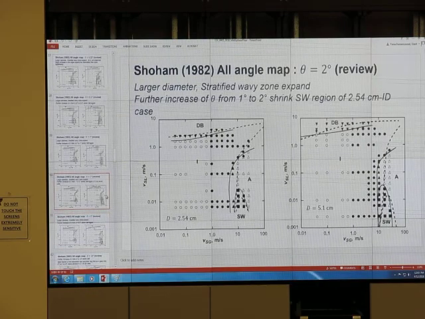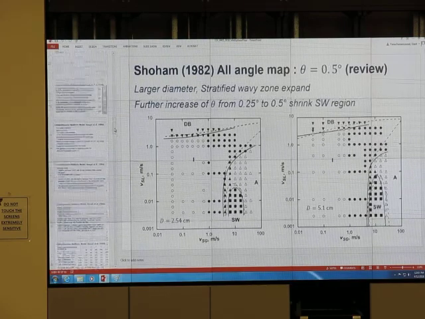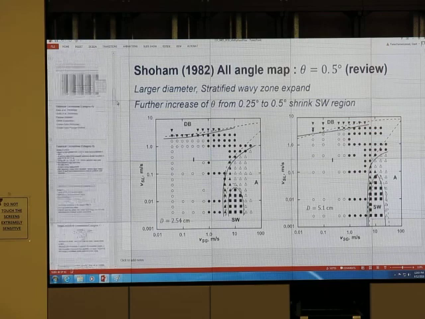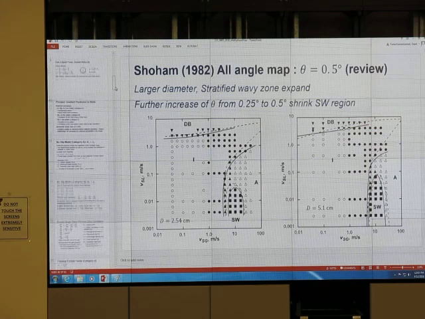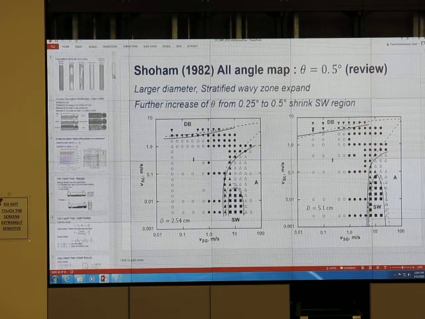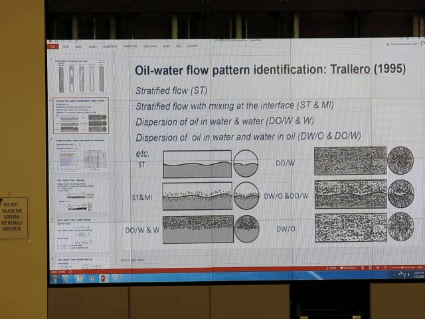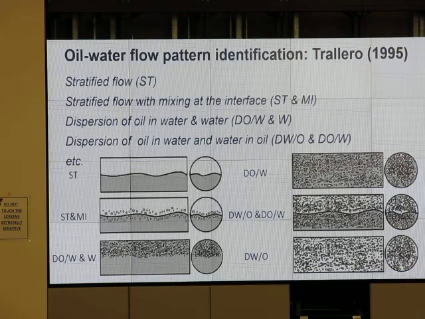Okay, let's go back. So it is a trick question to ask you what the flow pattern in the well is, because it can be all of them and it depends on the flow rate. Okay. Let's take a look at oil water. Oil water flow pattern. It can be stratified flow. Okay. Stratified with mixing at the interface.